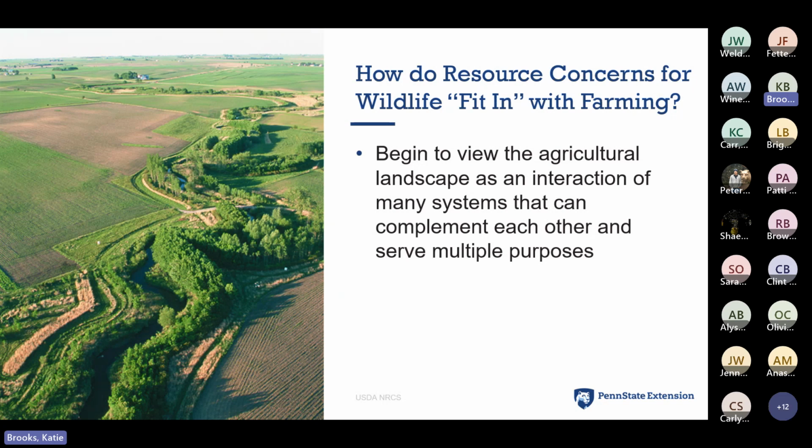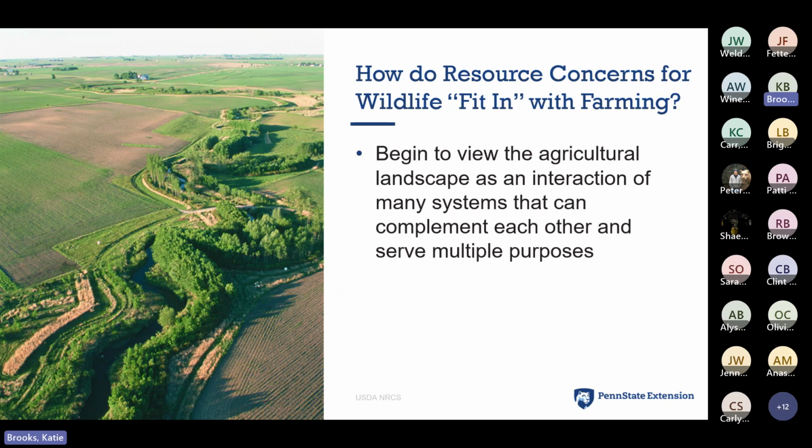Filter strips with grass, grass along waterways. So these are all typical practices that you see in a cropland system a lot of times, but they're beneficial to wildlife as well. So it doesn't have to be anything revolutionary when we're talking about wildlife habitat. It can be things that are already being done, but just thinking about the benefit to wildlife as well.